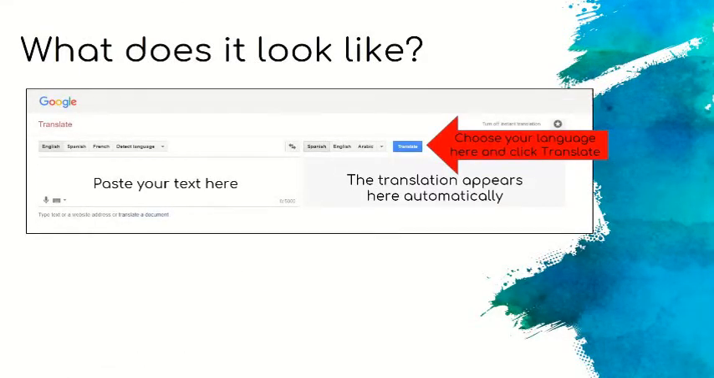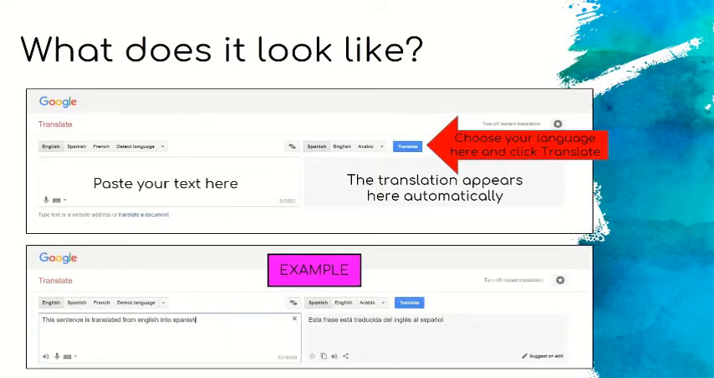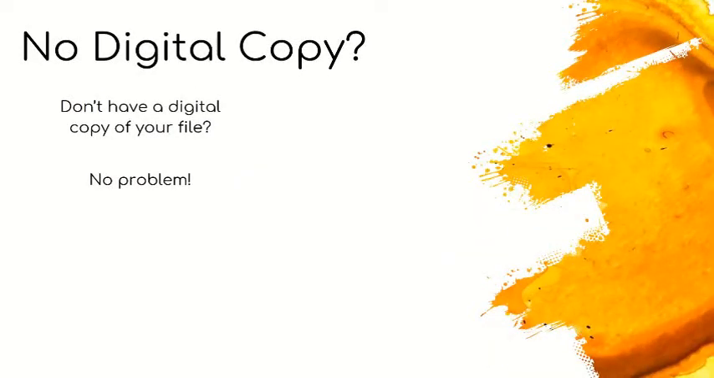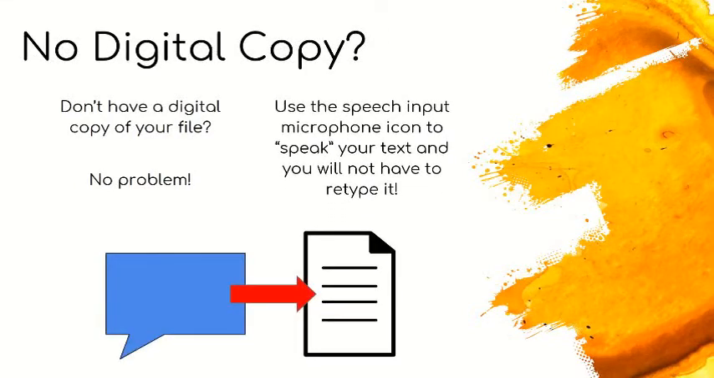On the left is where you paste your English text and make sure that English is selected above. On the right is where the automatic translation will appear, and you can choose whichever language you prefer and click the blue translate button. Here's an example. Sometimes we want to translate documents that are not digital. It's not a problem. Google Translate offers an option to do voice to text. Simply click on the microphone icon and you can speak your text and choose the language you want it translated into.